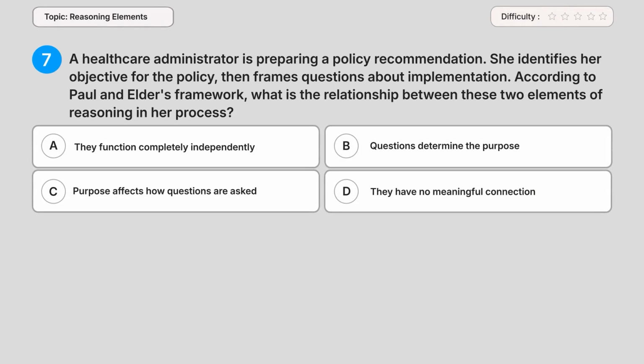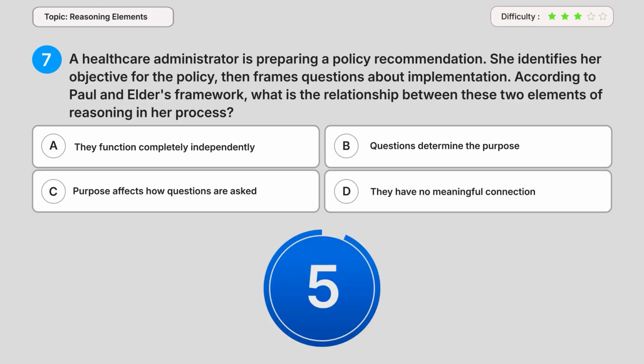7. A healthcare administrator is preparing a policy recommendation. She identifies her objective for the policy, then frames questions about implementation. According to Paul and Elder's framework, what is the relationship between these 2 elements of reasoning in her process? A. They function completely independently. B. Questions determine the purpose. C. Purpose affects how questions are asked. D. They have no meaningful connection. Can you guess the answer?